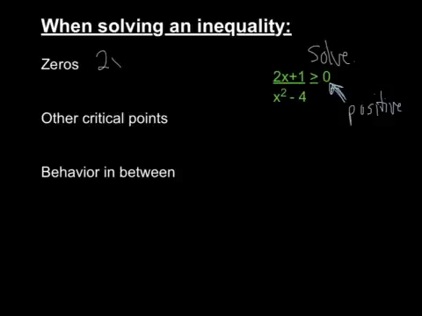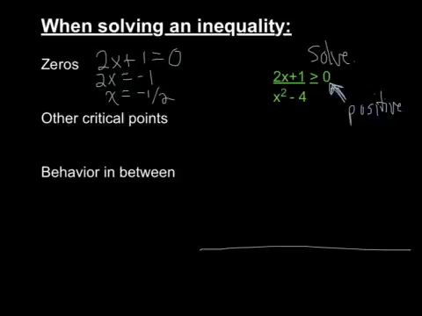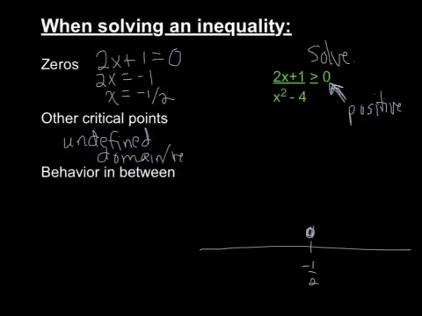This function will be 0 when that numerator is 0, which means x equals negative 1/2 is our only 0, or x-intercept. That will be an important number on my sign chart. I will remind myself that that is 0. That should also be a solution, right? Other critical points. Is the function undefined anywhere? Or is there any domain restriction? Those are things that we would also want to make note of on our sign chart.